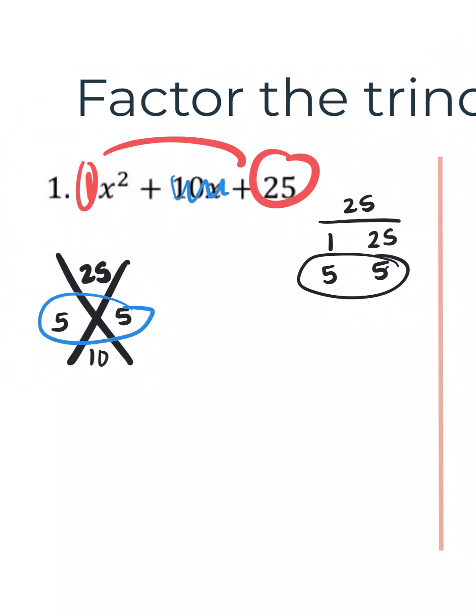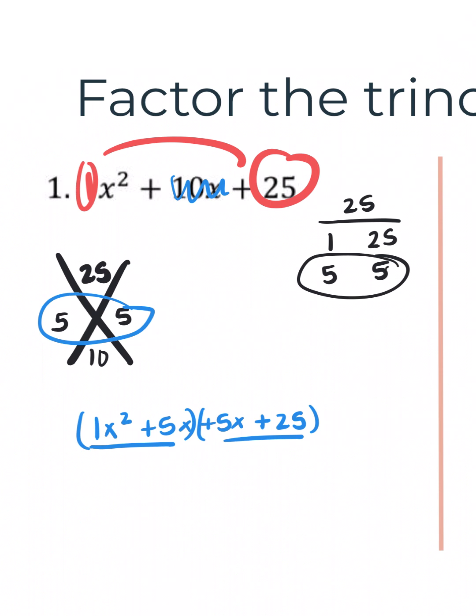So I'm going to rewrite my whole thing. So I'm going to say 1x squared. Instead of 10x, I'm going to write plus 5x plus 5x, and then I'm going to end with my c, plus 25. And then remember, we group these two and group these two and figure out what's in common here and what's in common here. So between 1x and 5x, I have an x in common, and between 5 and 5, I have a 5 in common. And I kind of taught you earlier the fast way to do this.